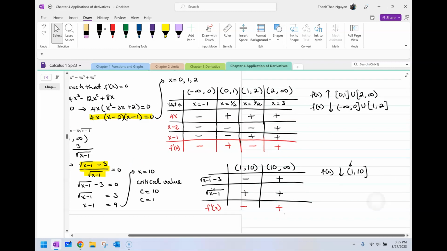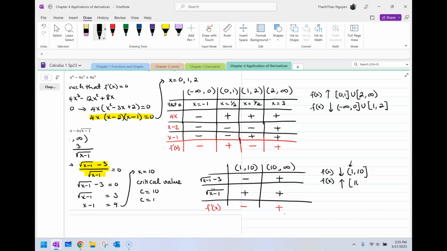Okay. f of x is increasing from 10 to infinity. Actually, I take that back. 1 is in the domain of the function, so we do want to include that 1.